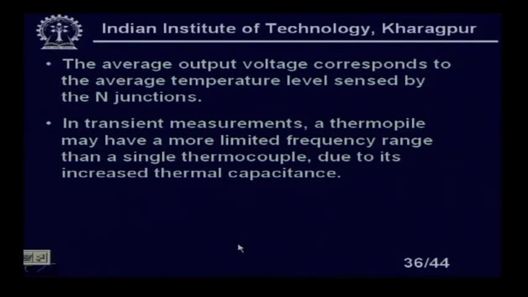Now, you see, a thermocouple can be used for very fast measurement, for dynamic temperature measurement. If you look at the time constant, the time constant of the thermistor is very small. The thermocouple's is obviously higher than the thermistor's, but you can utilize it for making fast measurements also.